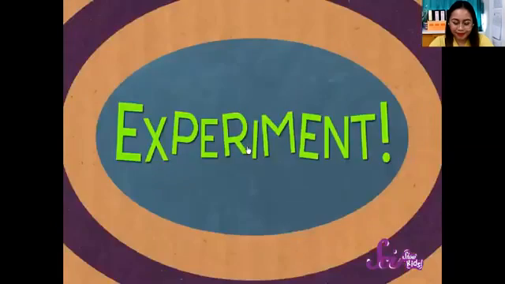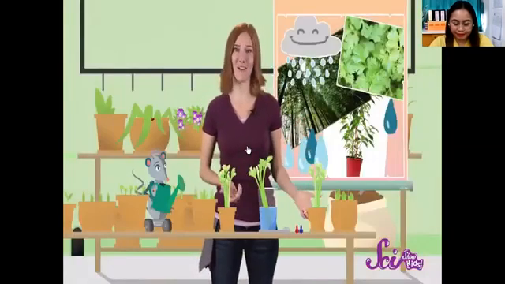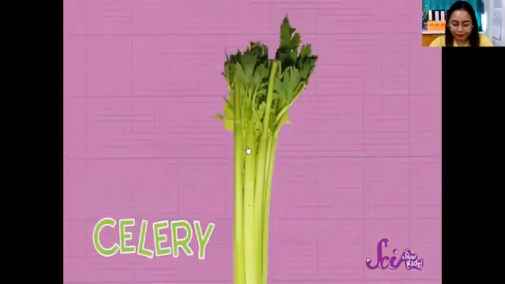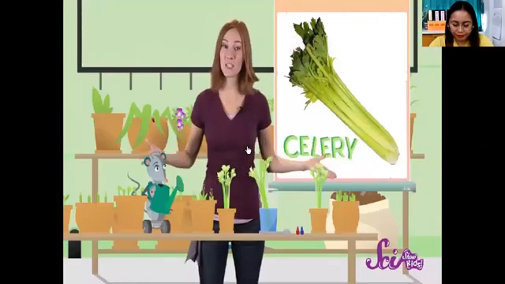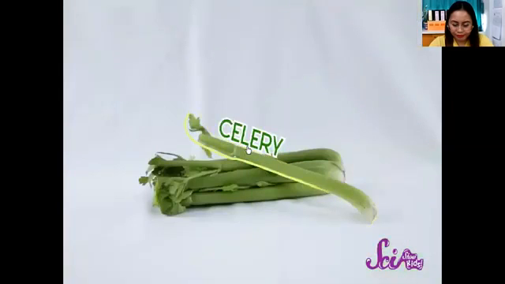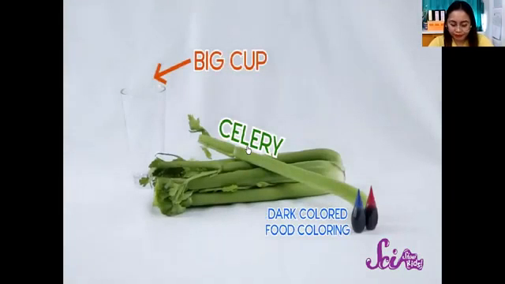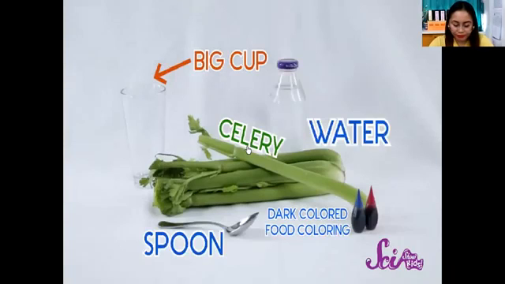Let's do an experiment. We can do it using a plant that you might have in your house right now. It also happens to be a great snack. Celery. Yep, celery. It's crunchy, good for you, and it can show us how plants move water around inside them. To do this experiment, you'll need a piece of celery with the leafy parts on the top, some dark colored food coloring. Red or blue tend to work best. A cup big enough to stand the celery in, plus a spoon, some water, and help from a grown-up.